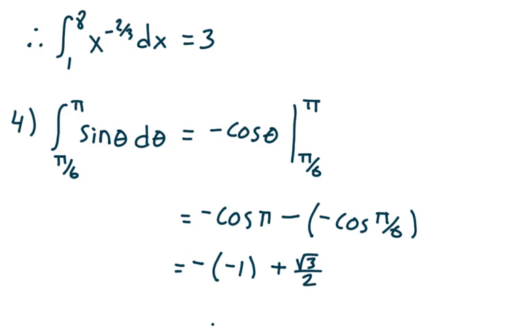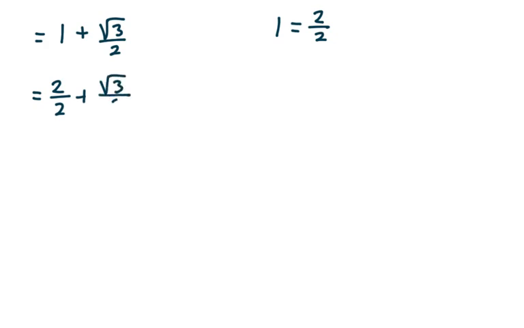Now, the opposite of negative 1 is 1. So this is 1 plus the square root of 3 over 2. But remember, 1 is equal to 2 over 2. So I could write this as 2 over 2 plus the square root of 3 over 2. But this is 2 plus the square root of 3 divided by 2.